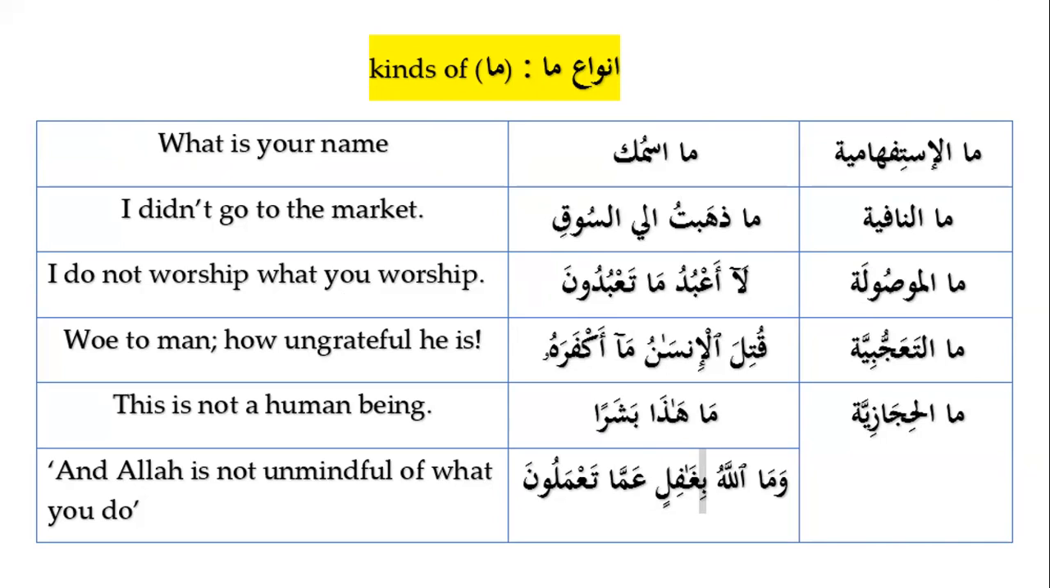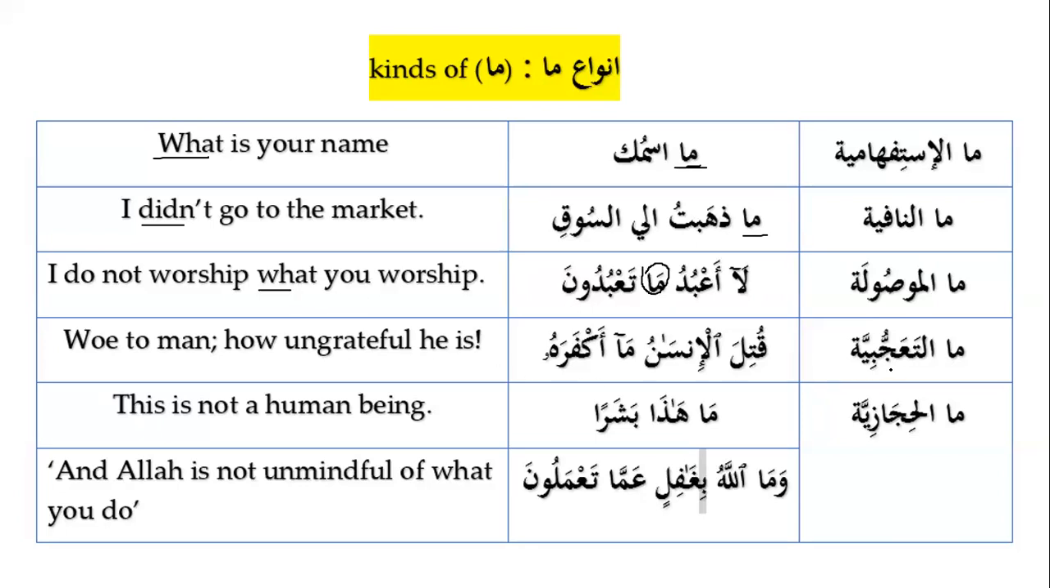The first one that we learned in the beginning of book 1 was ma al-istifhamiyya, which means what, right? It is used for irrational beings. Masmuka, what is your name? Madinuka, and so on. Then we learned about ma al-nafiya, which is the ma of negation. Ma dhahabtu ila suqi, I didn't go to the market. And then we also learned about ma al-mawsula, la a'budu ma ta'budun, so I don't worship what you worship.